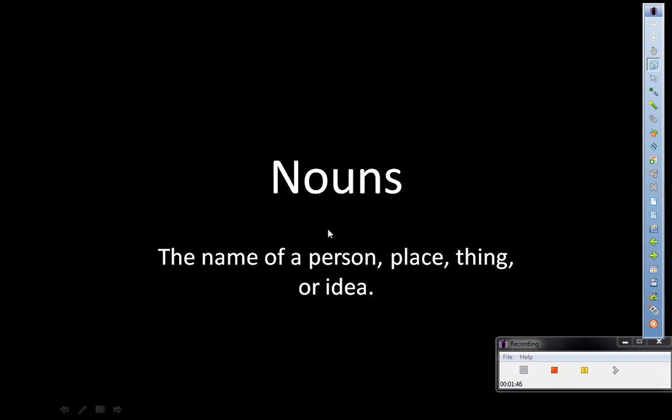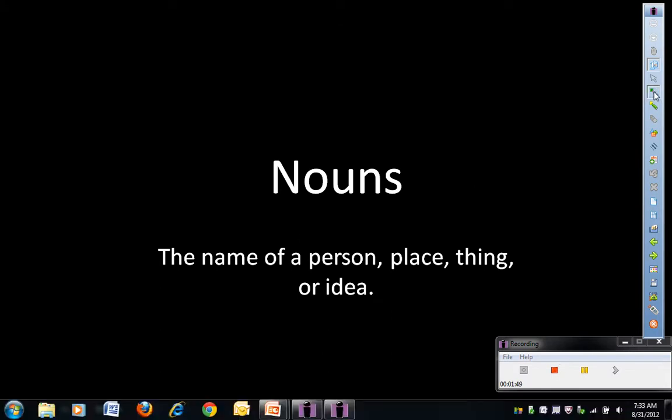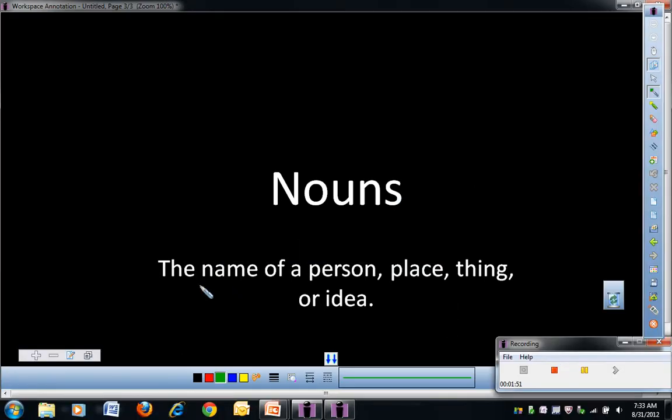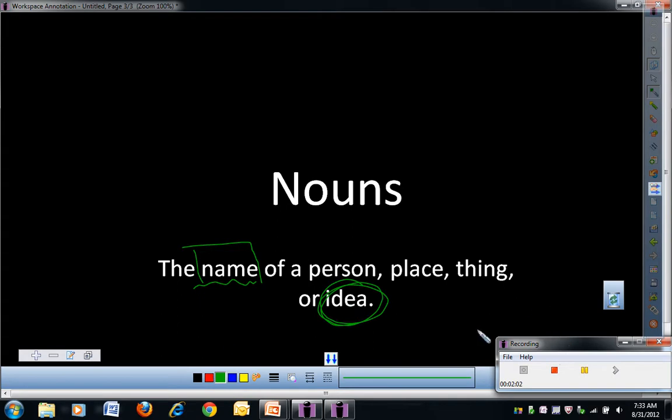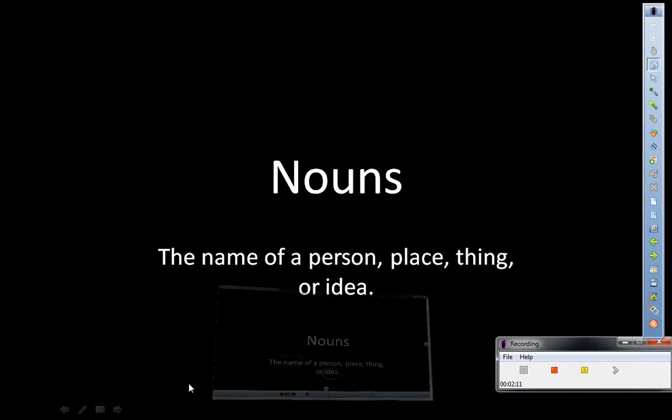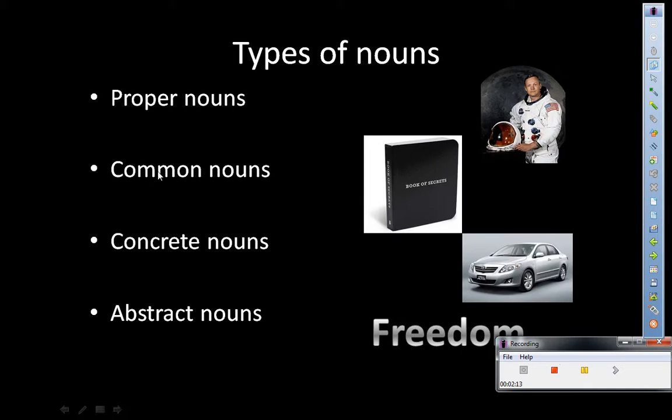Nouns name things. That's going to be the key. They name persons, places, things, and the really big one, ideas. The two that we're going to talk about first are proper and common nouns.